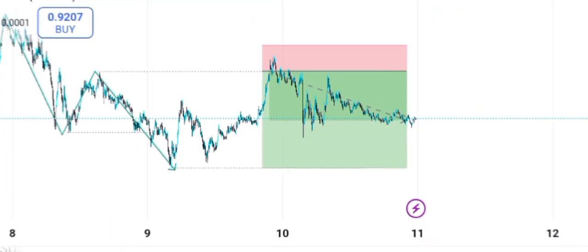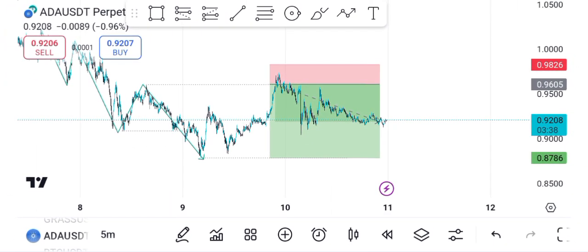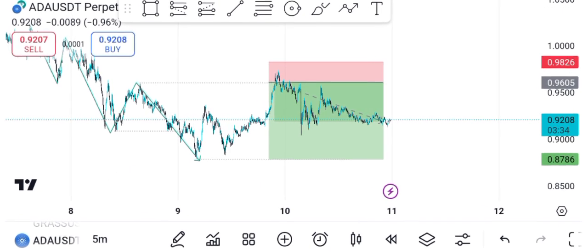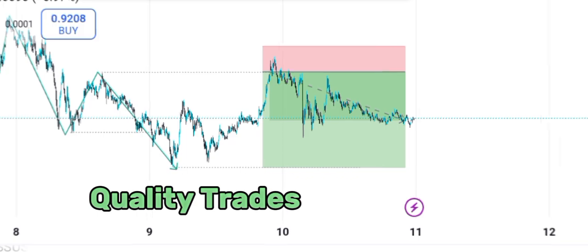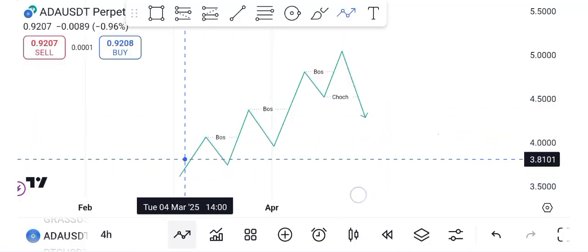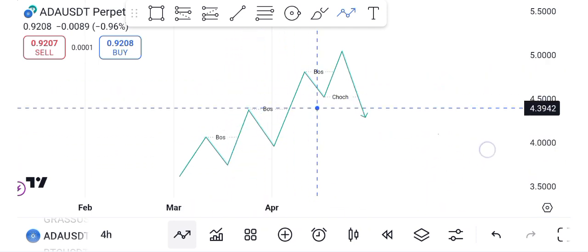On today's video, I'm going to show you how to read the market, how to use market structure effectively to know the directional bias of the market and pick quality trades. The initial idea behind market structure is for the market to create a series of higher highs, higher lows, higher highs, higher lows, higher highs, higher lows, higher highs.